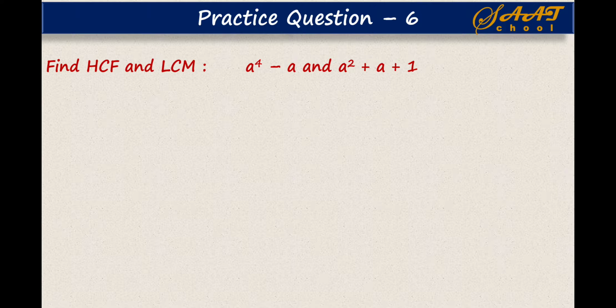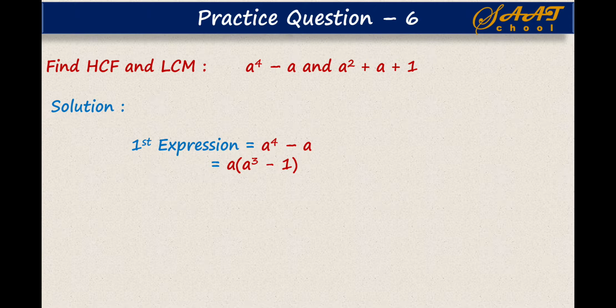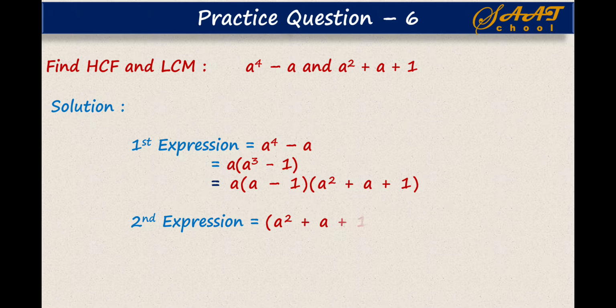Now here is practice question number 6. We have two expressions, a to the fourth minus a, and a square plus a plus 1. In the first expression, a to the fourth minus a, a is common between the two terms, so it can be written as a times a cube minus 1. A cube minus 1 is in the form of a cube minus b cube, where you can write 1 as 1 cube or simply 1. So a cube minus 1 is a minus 1, a square plus a plus 1. Now the second expression is written as it is, a square plus a plus 1.